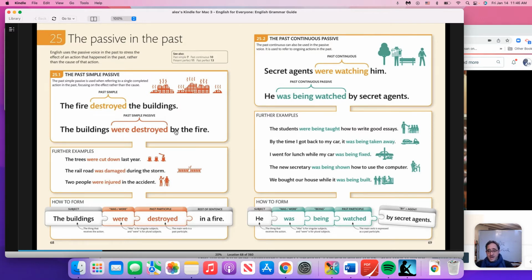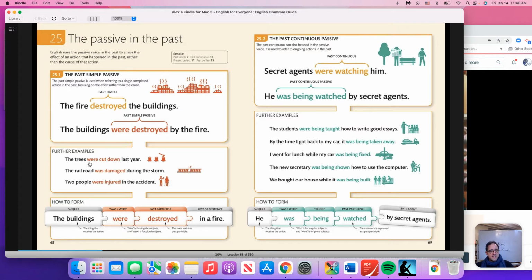If you cut out by the fire, we don't know who destroyed them or what destroyed them. They were destroyed by the fire. I could say the buildings were destroyed. How did they get destroyed? Oh, there was an earthquake. So the buildings were destroyed by the earthquake. So it's focusing on the effect and who was affected rather than the cause of it.